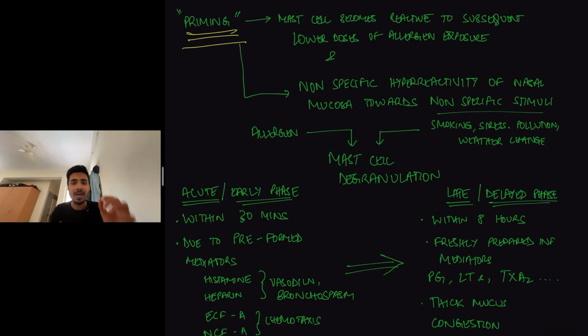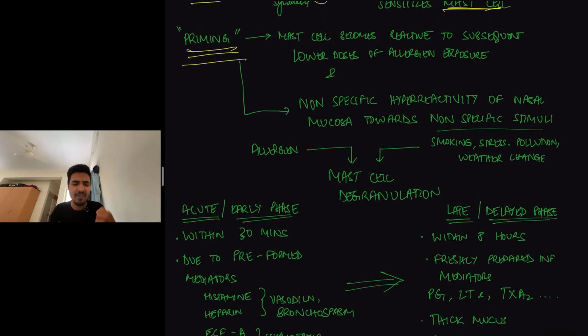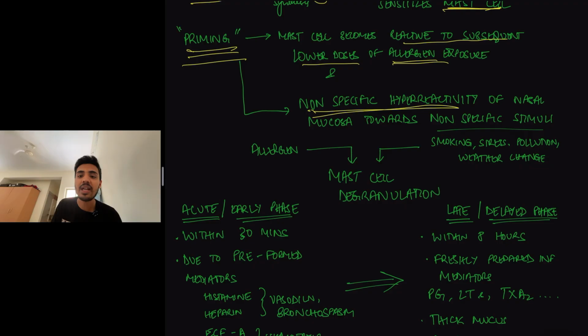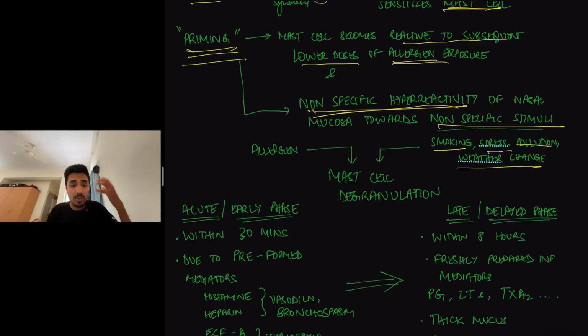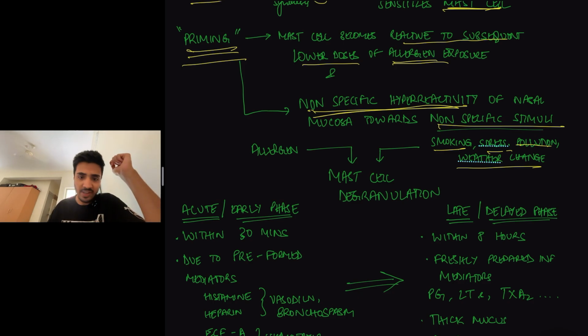First is the mast cells, they become so reactive that even a small dose of allergen is enough. They become reactive to subsequent lower doses of allergen. Second thing is the mucosa becomes non-specifically hyperreactive. That is, not just to the allergen, but even reactive towards non-specific stimuli like stress, smoking, pollution, weather changes, etc. So this is what happens in priming. So lower dose of allergen, subsequent exposure is enough, as well as non-specific hyperreactivity to non-specific stimuli.